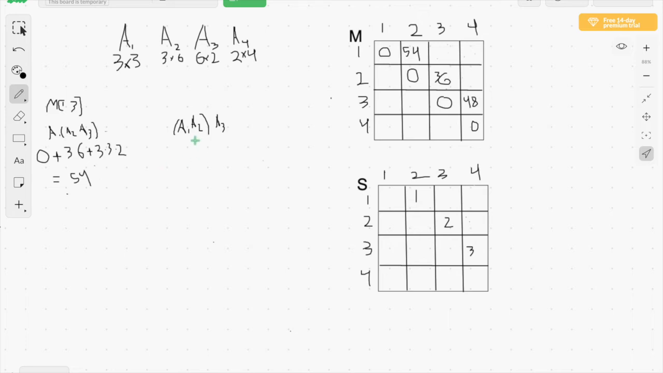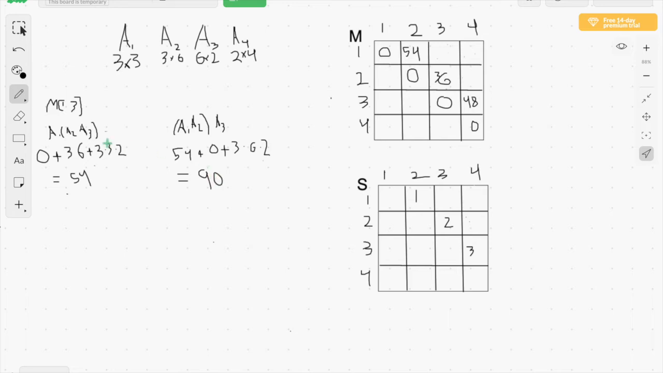So now let's look at this one. As we did before, for A1, A2, we can look at this M matrix and find this value here, which is 54. So 54 plus A3, so just 0, plus the cost of multiplying them together. A1, A2 will be a 3 by 3 times a 3 by 6, so that ends up being a 3 by 6. So it'll be a 3 by 6 times a 6 by 2. So it'll be 3 times 6 times 2, and that is equal to 90.